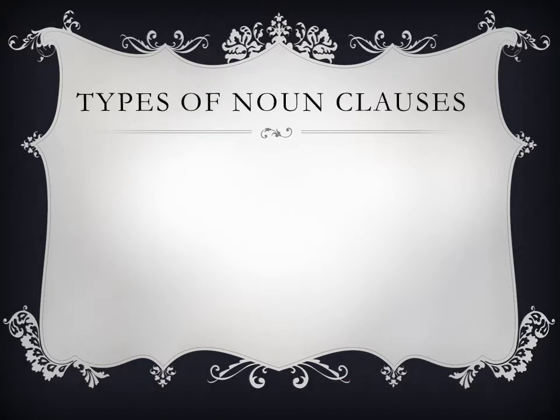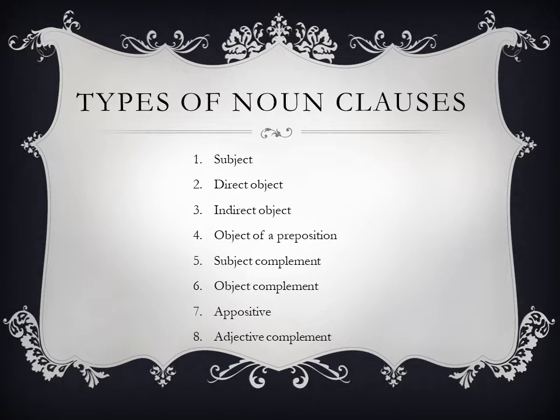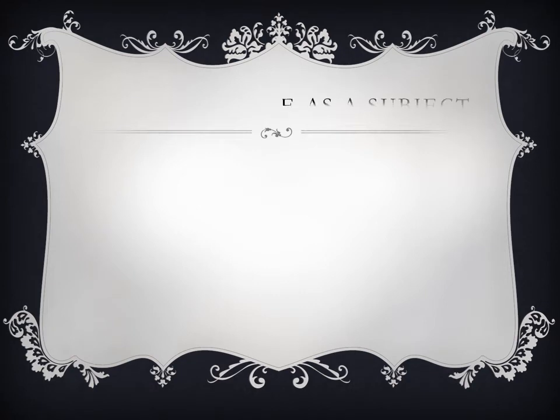There are some types of noun clauses. It can be a subject, direct object, indirect object, object of a preposition, subject complement, object complement, appositive, and adjective complement. Let's see the first function, noun clause as a subject. The subject of the sentence is the person, place, thing, or idea that is doing the action of the verb.